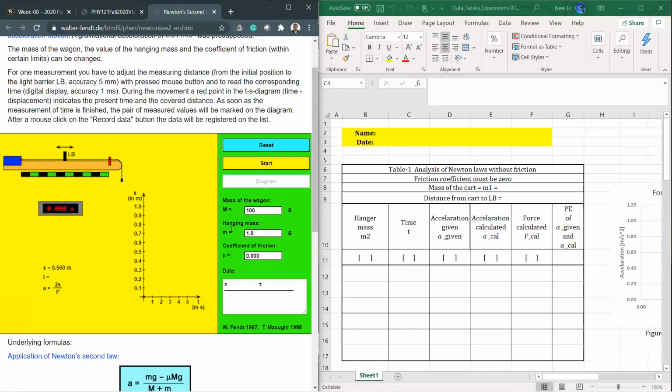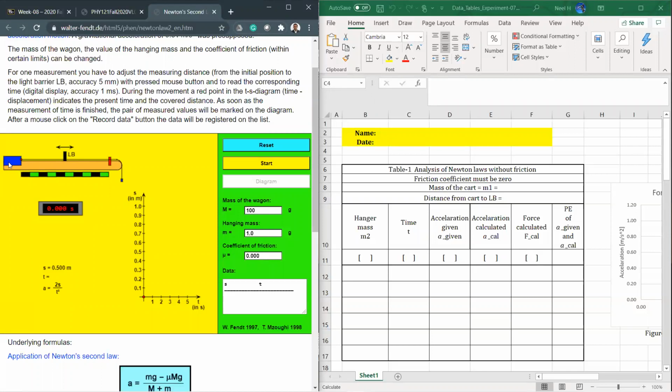And that mass is right here. It says a hanging mass on your green color box. And make sure the coefficient of friction at this point is 0. And inside this yellow color region, you can see an icon called LB. So what it actually does is it acts like a photo gate.